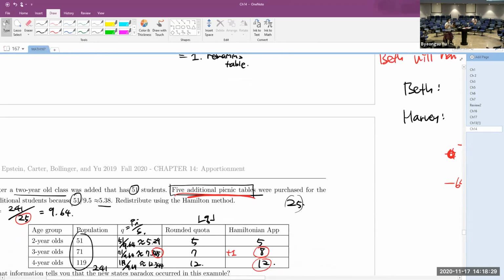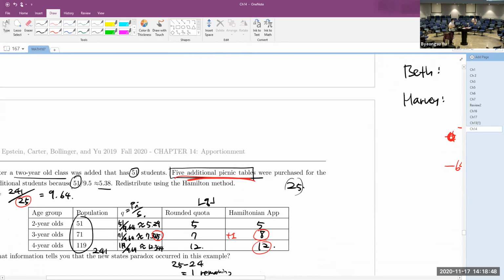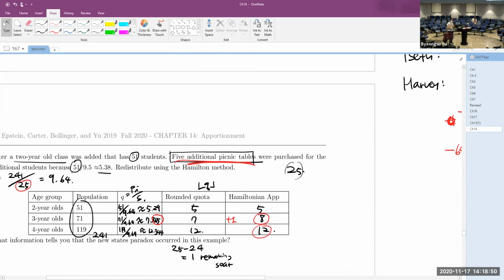So if you are a parent in the 4 year old group, then it seems unreasonable, right? Because your population was not changed, but your table was lost without any change, right? So that's why we call it the new state paradox, right? Does it make sense?